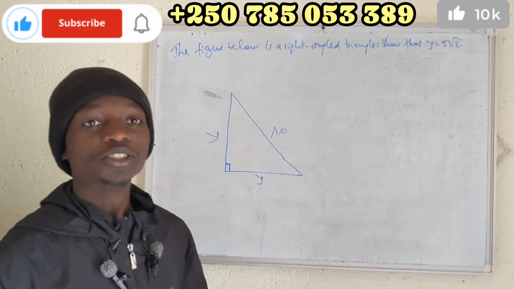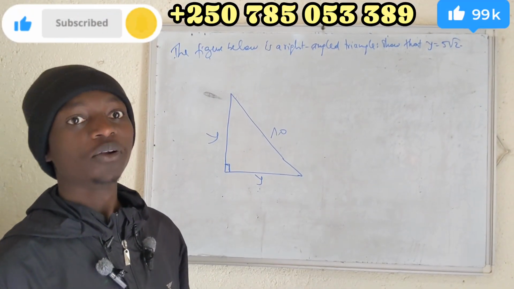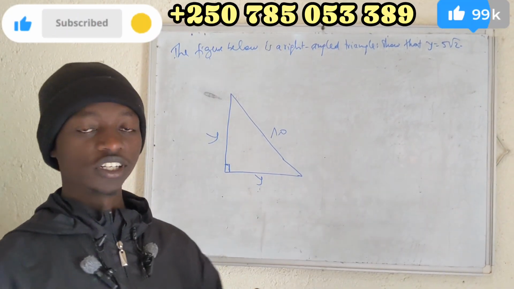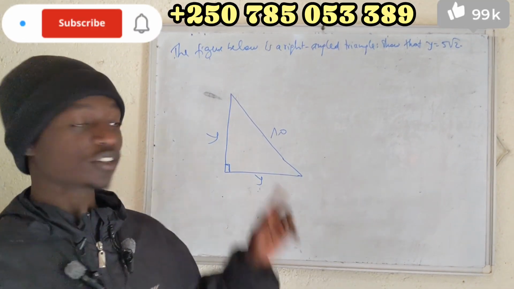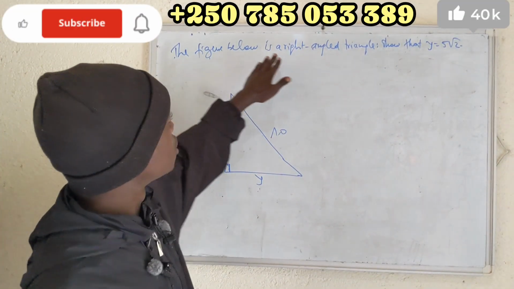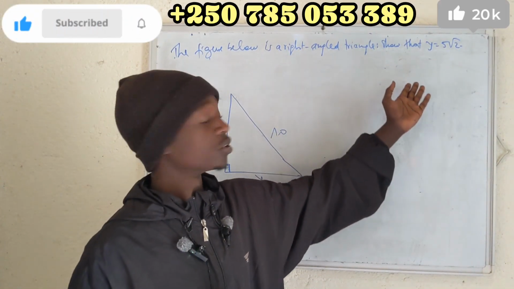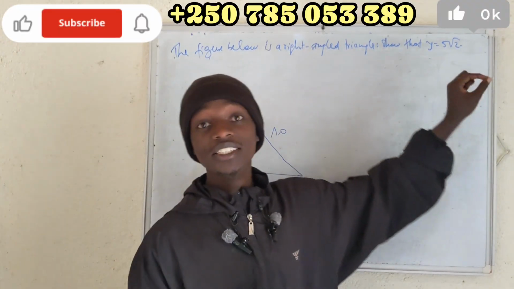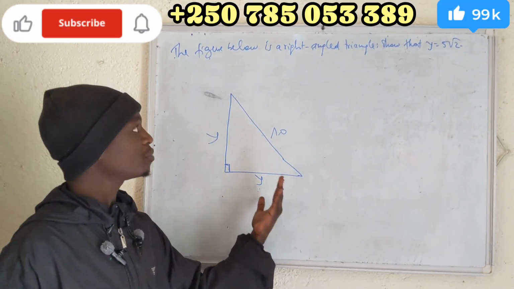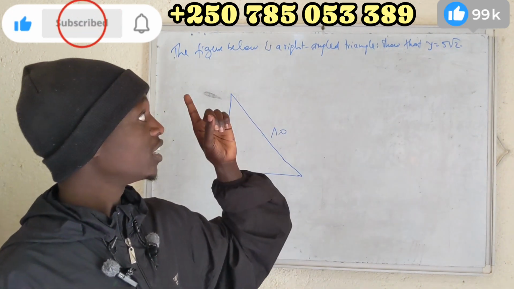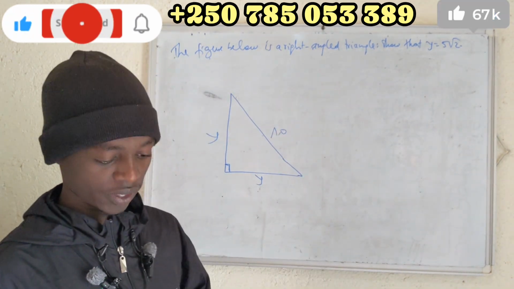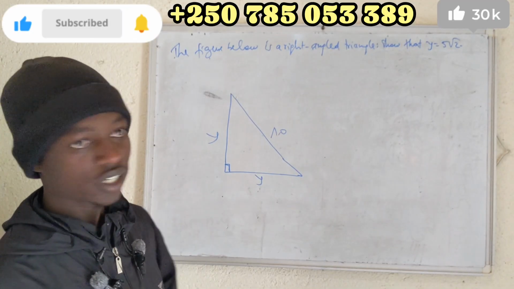Okay, ladies and gentlemen, I hope you're well once again. Here I have a prompt that I want to take you through. The figure below is a right-angled triangle. Show that y is equal to 5 root 2. Is it possible for y to be exactly the same as 5 root 2? Let's give it a try.